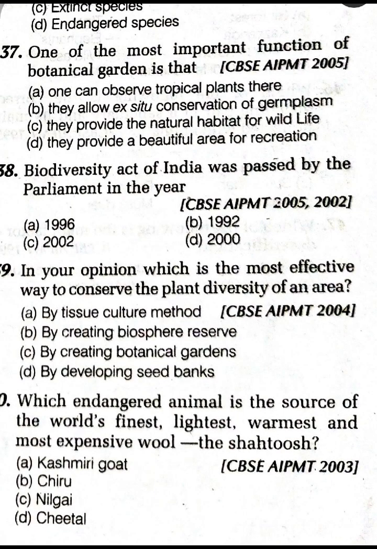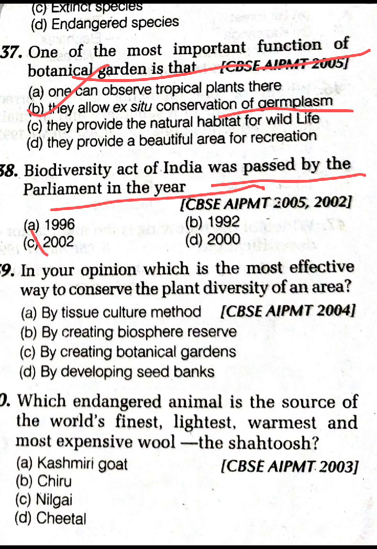Next, one of the most important functions of the botanical garden is that they allow ex situ conservation of germplasm. They are an ex situ mode of conservation. So option number B is the correct one. Next, Biodiversity Act of India was passed by the Parliament in the year 2002. Option number C. In your opinion, which is the most effective way to conserve the plant diversity of an area? So by creating the biosphere reserve.